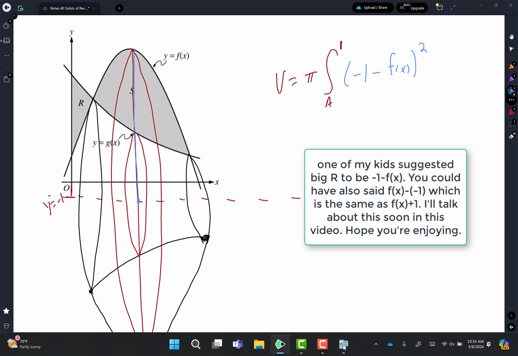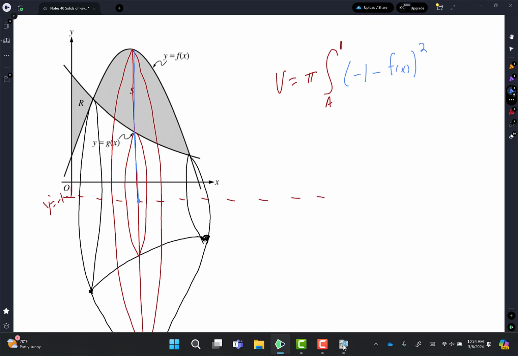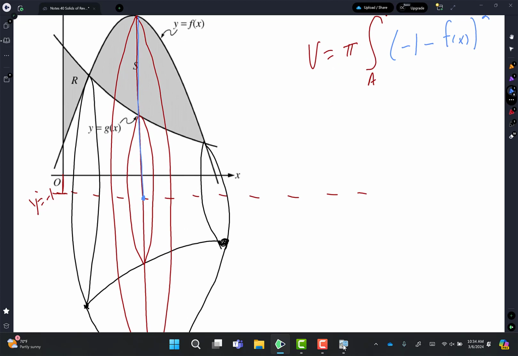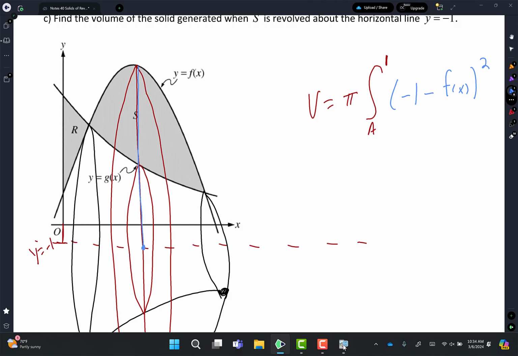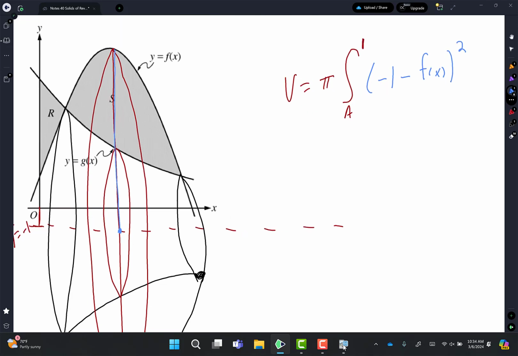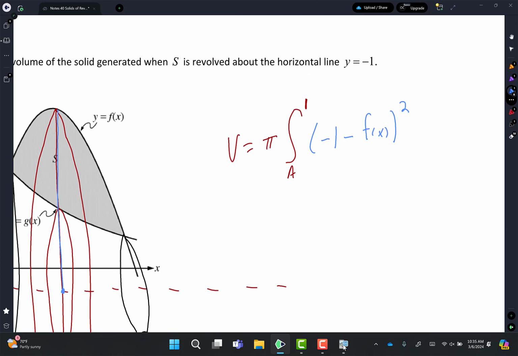I know some of you are probably seeing it like, I think it's easier if you do f of x plus 1. It's the same thing, guys. You're squaring it. F of x plus 1 is the same thing as -1 minus f of x. Look, you're right. The distance from the x-axis to that curve is f of x, and the distance between the x-axis and -1 is 1. If you want to write 1 plus f of x, perfectly fine. I just want to make sure that I'm doing something the same over and over again so you guys won't get confused. So, are you guys okay with the -1 minus f of x?